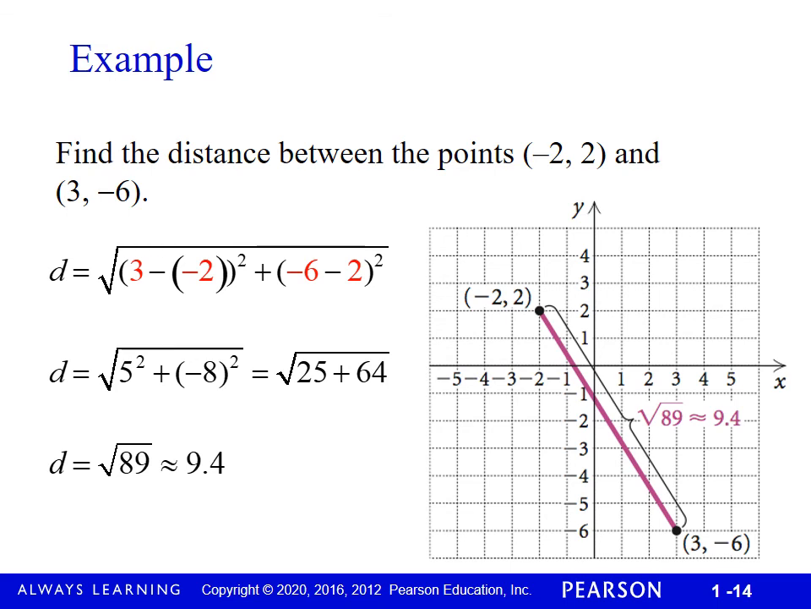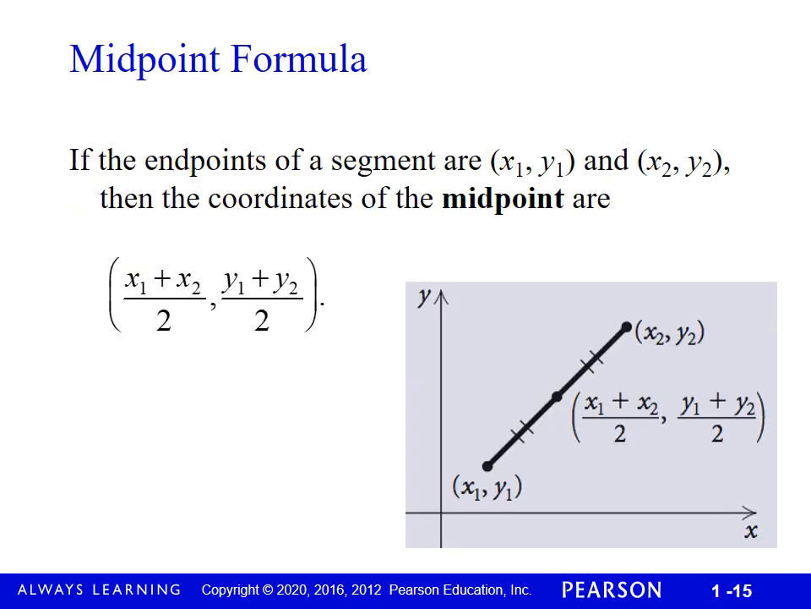And that's just a visual representation of the distance between those 2 points. To find the midpoint, this is the point in the very middle of a segment. This is very simple. What we're going to do here is add up the x values and divide by 2, and that's our new coordinate of the x value. Add up the y values, divide by 2, and that is our new coordinate of the y value.